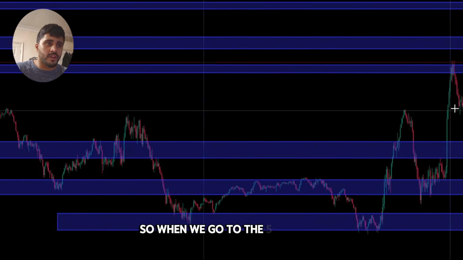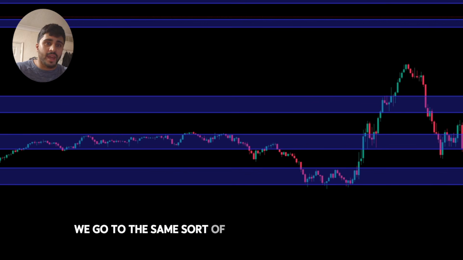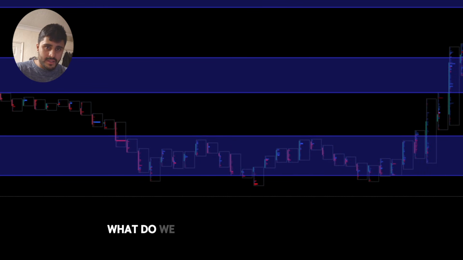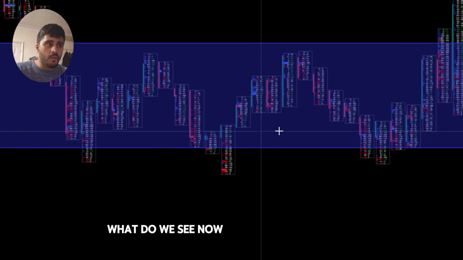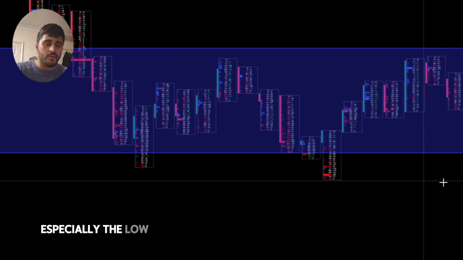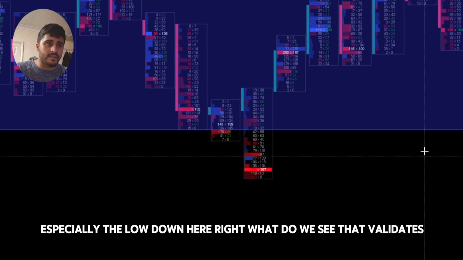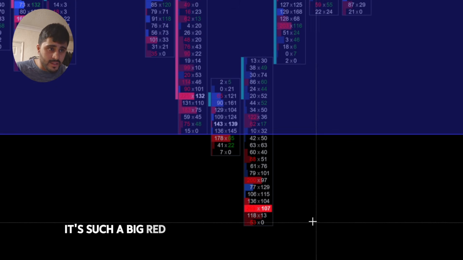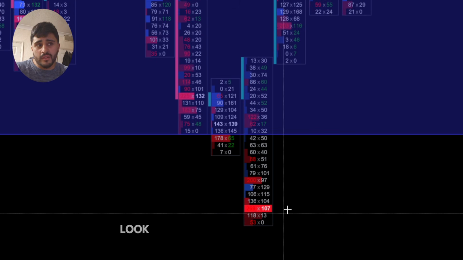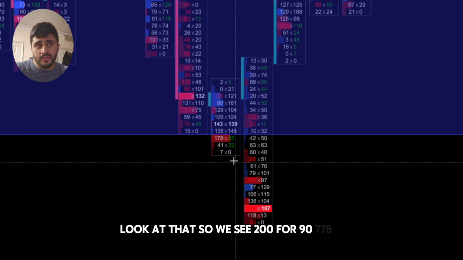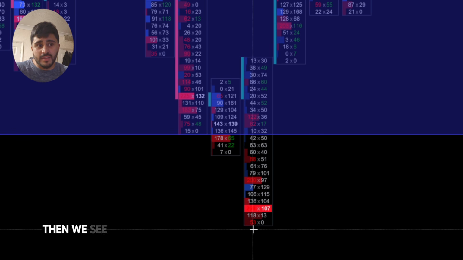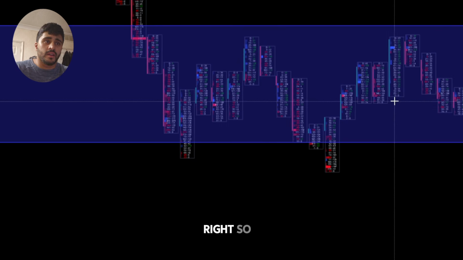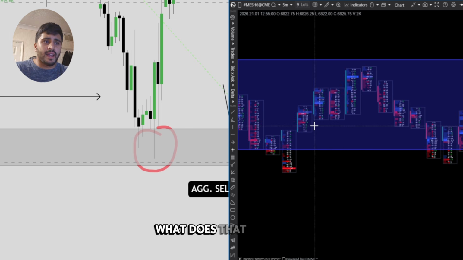When we go to the 5-minute chart, we go to the same sort of area, that same 4-hour low. What do we see? Especially the low down here, what do we see that validates this? Well, we see this huge red delta. In fact, it's such a big red delta that it's even hard to read the number. Look at that. So we see 200 for 97, 178 for 65. Then we see this massive amount of aggression, selling aggression. So again, what does that actually mean?